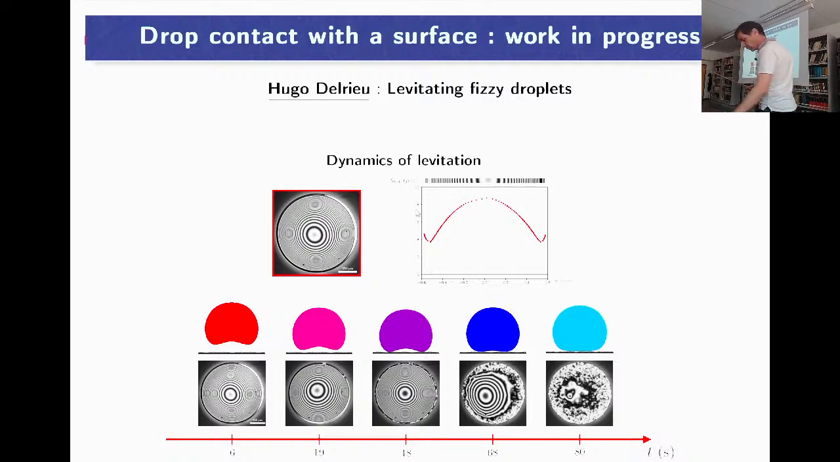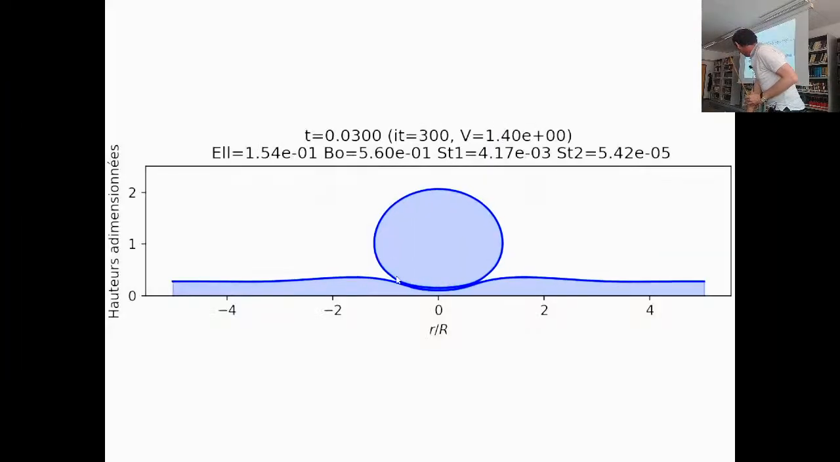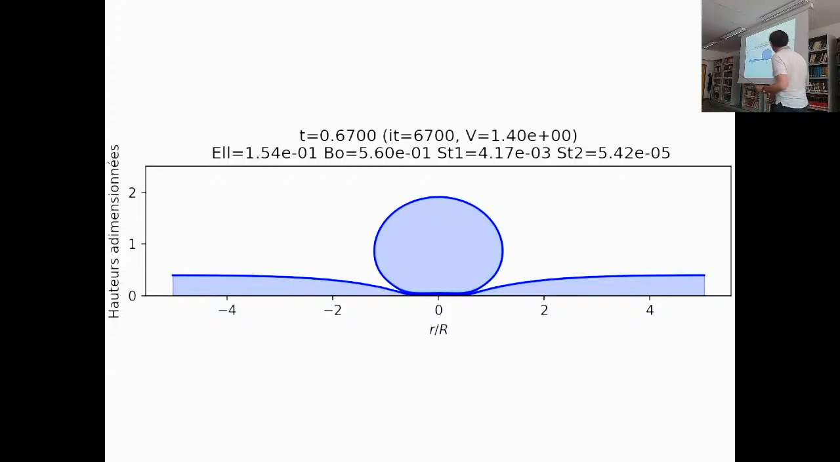This is mainly experimental. And the other one is Gareth Kergoulet, who's working on a numerical analog of the Leidenfrost effect, but for a drop on a thin liquid film. If you suppose that there is a temperature difference between the drop and the film high enough such that there is going to be evaporation at the surface of the drop or the liquid film, then it's going to levitate on the thin film. So he solved this numerically with a homemade code. I will talk more about that later on.